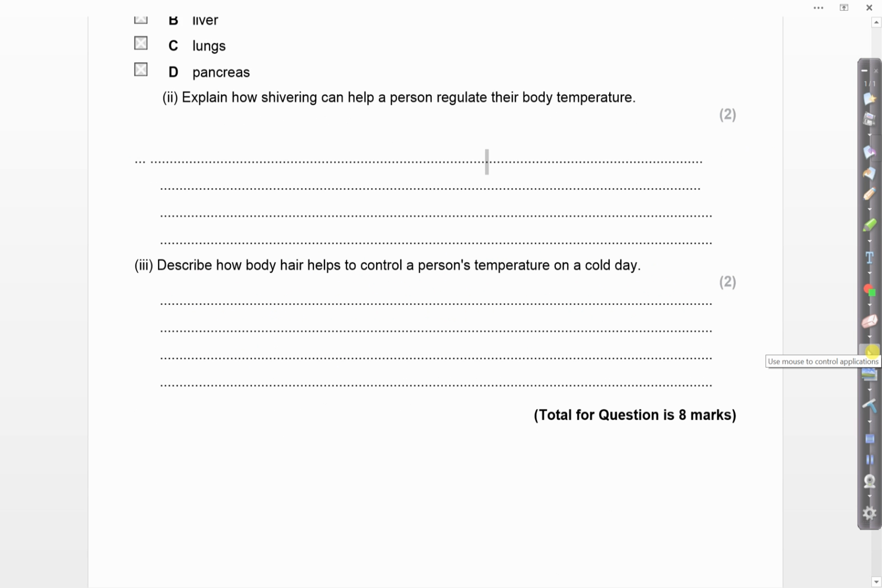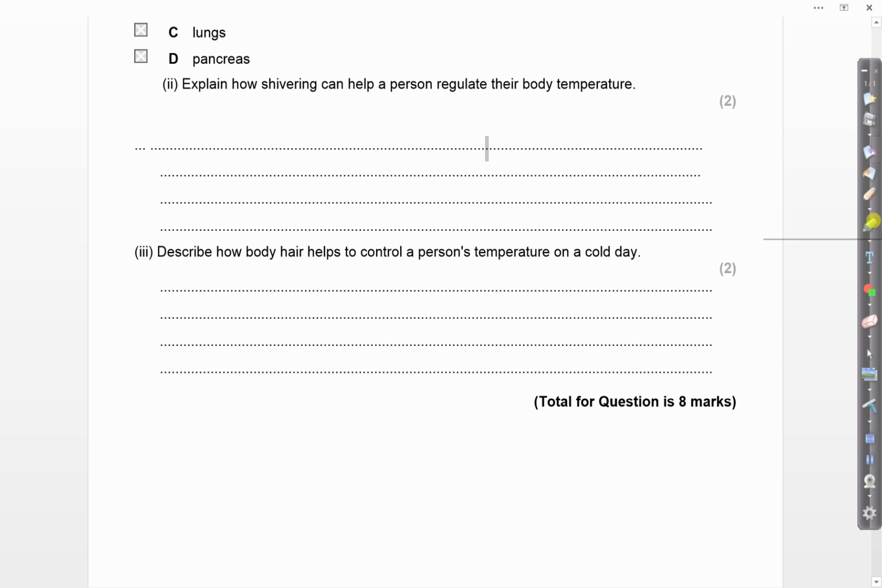So moving on, we've got a describe question. Describe how body hair helps to control a person's temperature on a cold day. Well, I'm not quite sure why this isn't an explain question. So that seems rather inconsistent to me. But we do have to explain how body hair controls a person's temperature on a cold day.